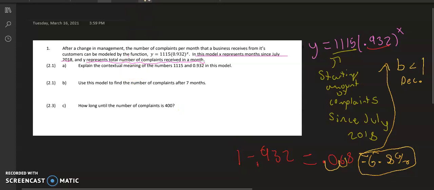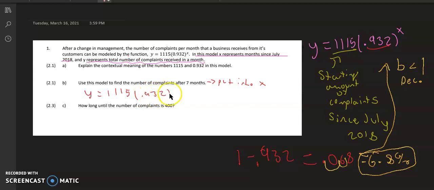And the next part of the problem is to use the model to find the number of complaints after 7 months. So what we can do is just plug it in for x. I'm just gonna put 7 into x. And what we get is y equals 1115 times 0.932 to the 7 equals what we get.